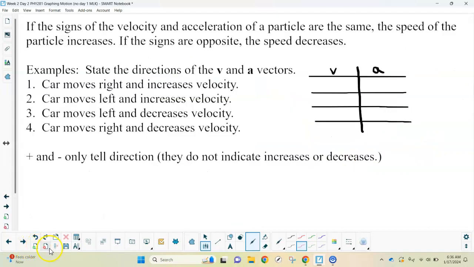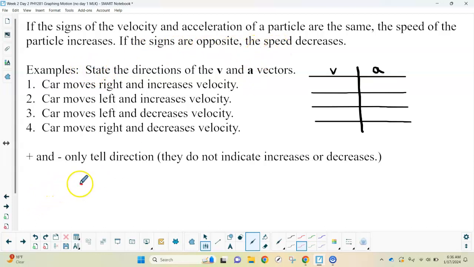So let's talk about how acceleration works in terms of how it causes speeds to increase or decrease. If the signs of velocity and acceleration are in the same direction, then the speed, or the velocity, of the particle would get bigger. So something would go faster. If they are in opposite directions, then the speed decreases.